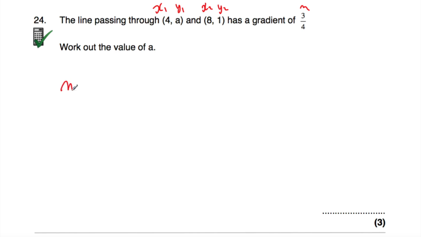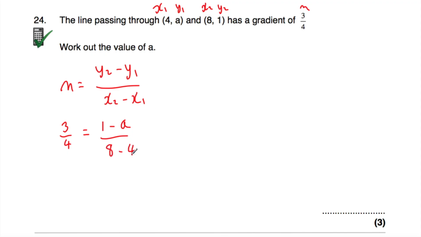So let's write down the formula. m is equal to y2 minus y1 over x2 minus x1. So m, the gradient, is equal to 3/4, or I might change that to 0.75 in a minute if I wanted to, is equal to y2, that's equal to 1, minus y1, that's equal to a, and that's over x2, which is 8, minus x1, which is 4. So we've got 3/4 is equal to 1 minus a over 8 minus 4. Let's simplify this denominator: 8 minus 4 is equal to 4. Okay, so we're almost there.